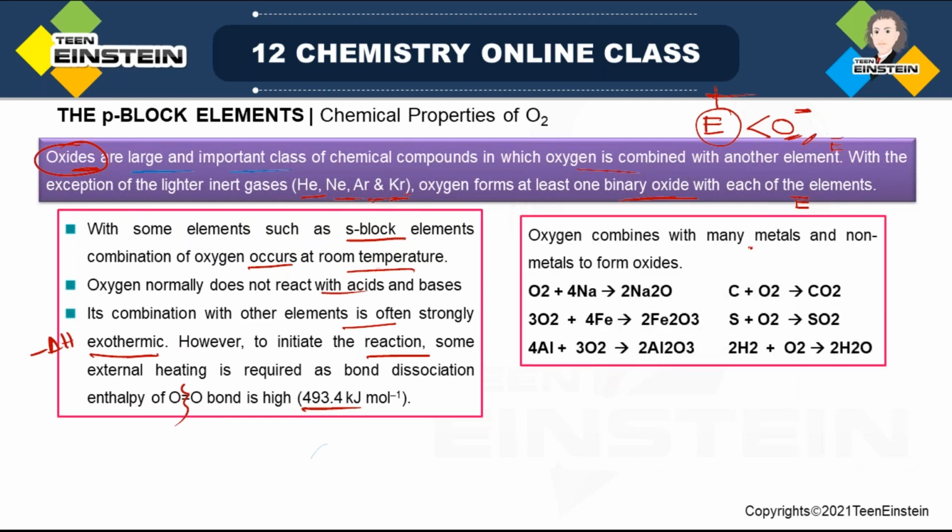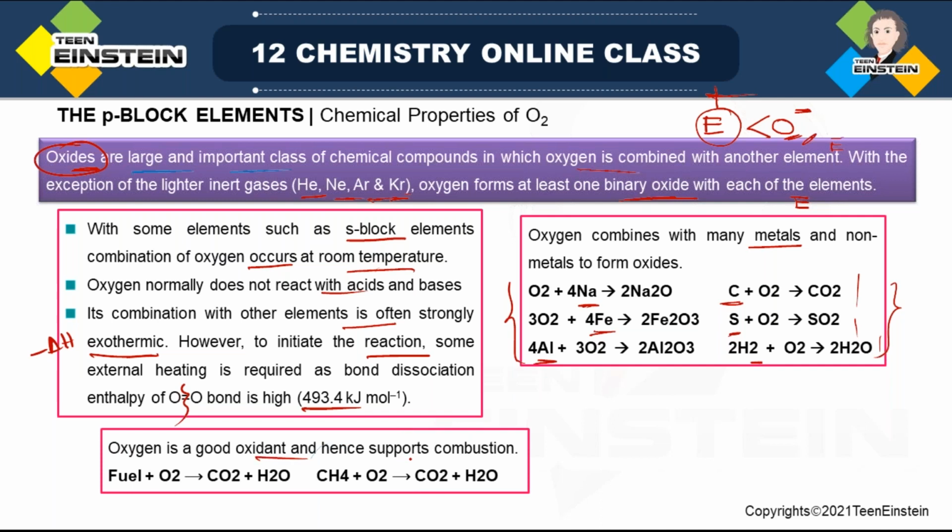It combines with many metals and non-metals. On this side we have metals, and on the right hand side non-metals. When we say metal, you can see different types of metal: sodium, which is from s-block, iron from d-block, aluminium from p-block, and in all cases you are getting the oxide of the metal. And we have some non-metals, carbon, sulfur, hydrogen. All these compounds are very common and known to us.